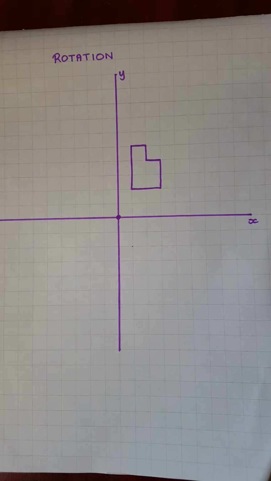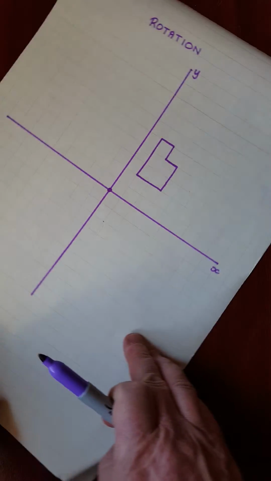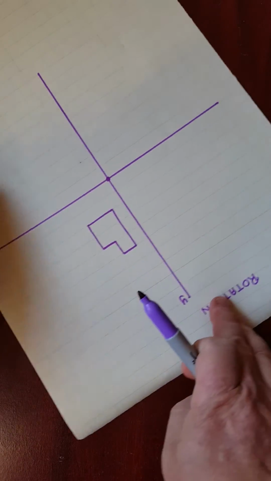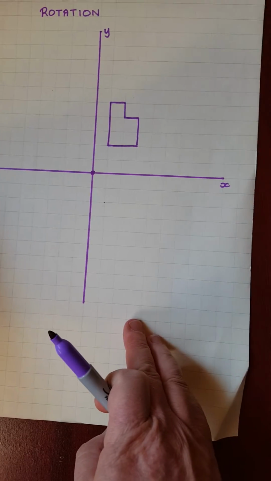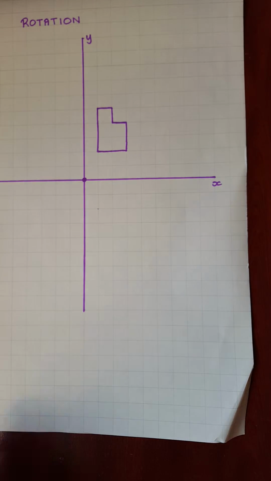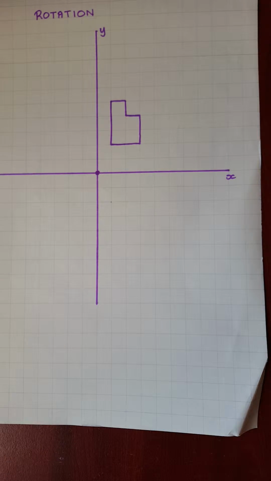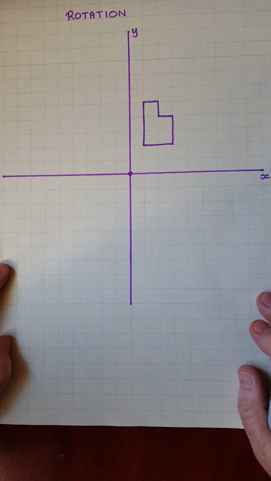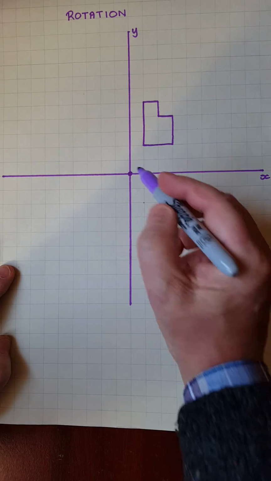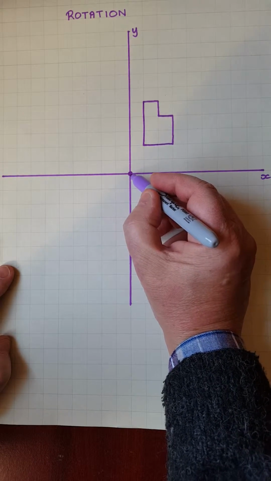Rotation next. Rotation means spinning it round. Okay, and the shape is going to look like any of those shapes that it might have looked like as I was just spinning this around. What I'm going to do is, first of all, pick a point to rotate it from. And I put a big dot there.